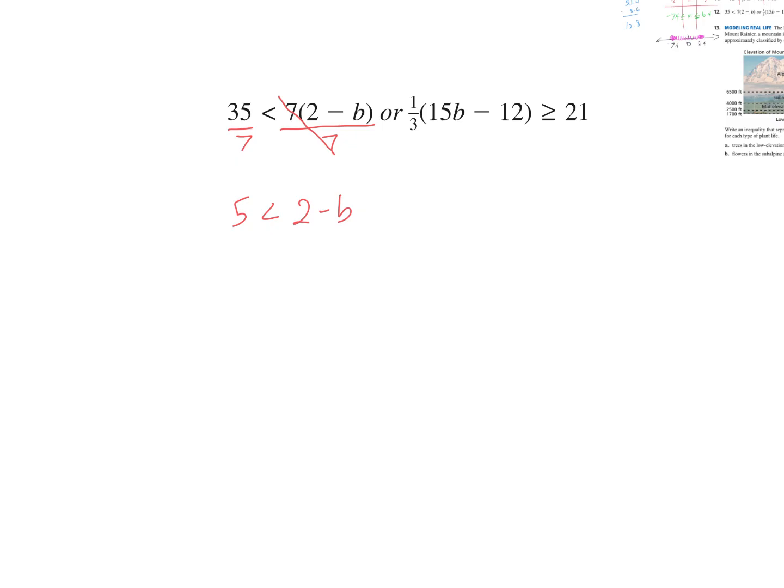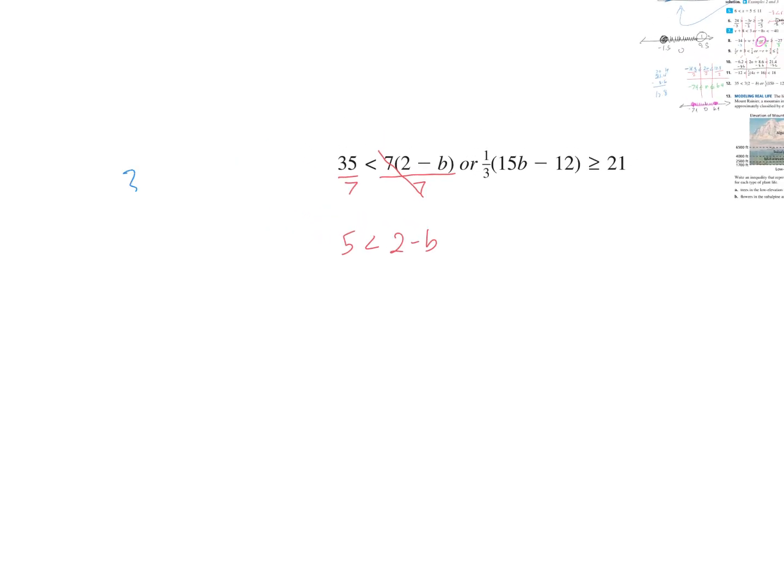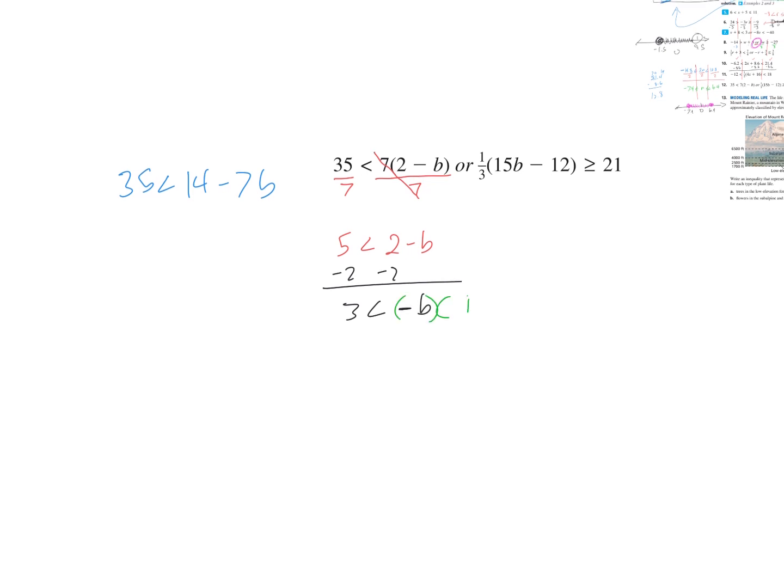If you think, nah, I'd rather distribute, okay, you get 35 is less than 14 minus 7b. You're going to end up in the same boat as me, I promise. So I'm subtracting 2. I get 3 is less than -b. And in this scenario, I'm multiplying by -1, and I get -3 is greater than b. Why is it greater than? Because our sign flips when we multiply by that negative. And as I've said before, I prefer to have my variable on the left.